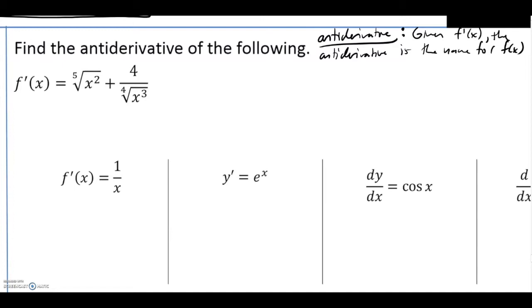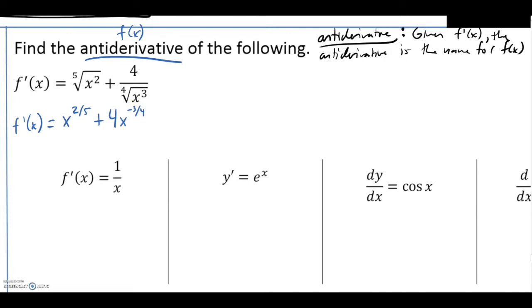An example that would be a review from 6.4: given f prime of x, our derivative, equals the fifth root of x squared plus 4 over the fourth root of x cubed, let's find the antiderivative, or what we're actually trying to find, the original f of x. One thing we'll do is the same sort of rewrites that we did when we differentiated. Especially if we see roots like this, we're going to rewrite them as powers of x. So fifth root of x squared would be x to the 2/5, plus 4 times x to the 3/4, but in the denominator, so we'll move it up in one step, and it'll be x to the negative 3/4.